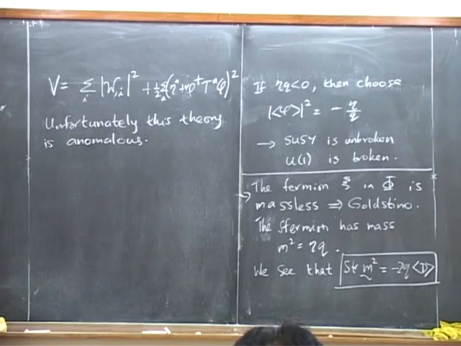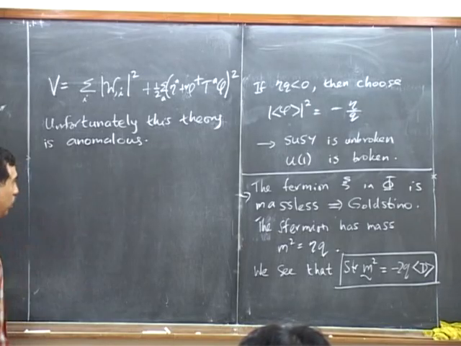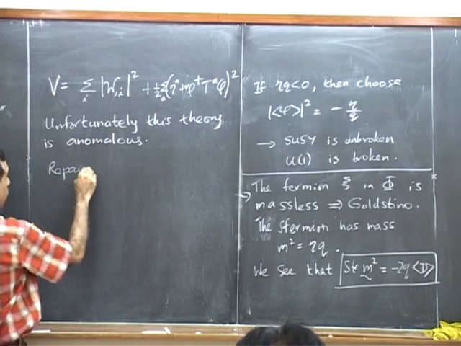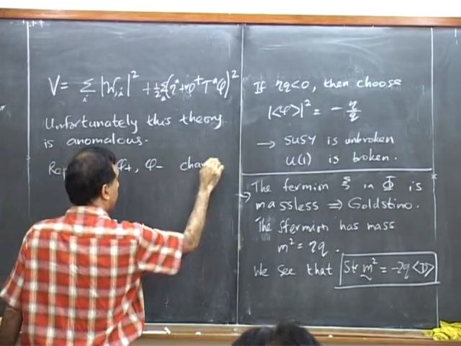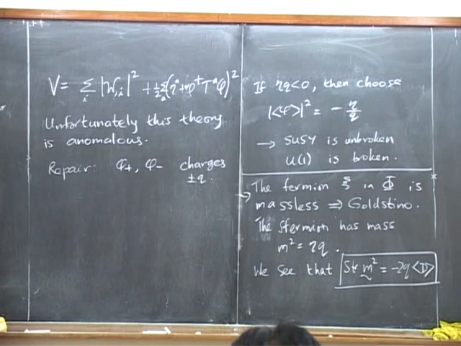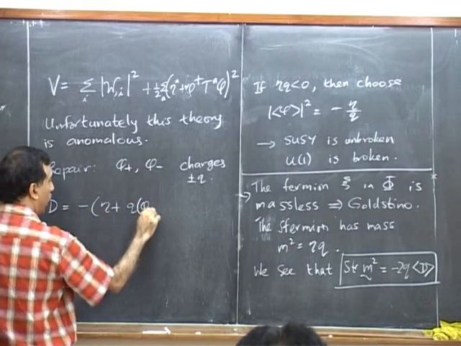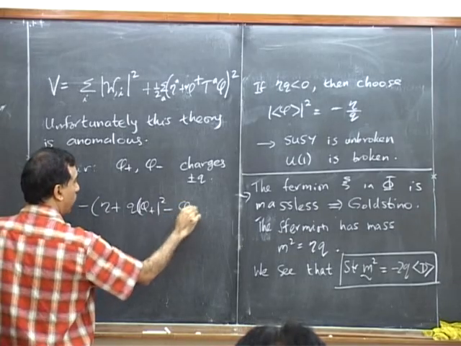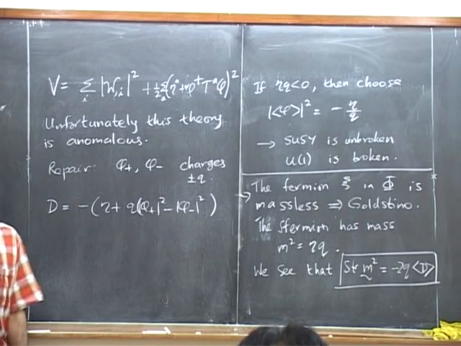And if we try to repair that, then we are led to something which resembles super QED, which I did some time ago. So you can repair it by introducing two chiral superfields, phi plus and phi minus, of charges plus minus q. Okay, and with this, your D term now is minus eta plus q times mod phi plus squared minus mod phi minus squared. Now this theory is certainly non-anomalous. Unfortunately, now it doesn't break supersymmetry at all.